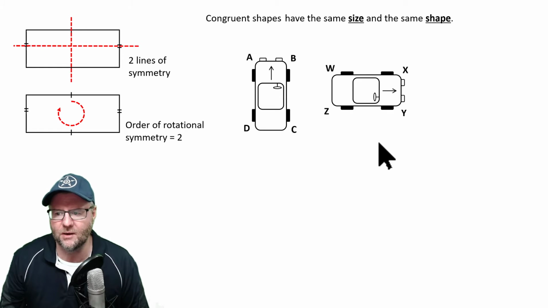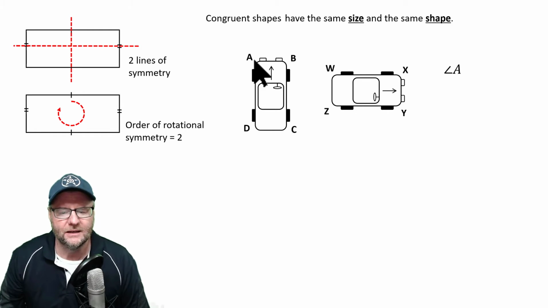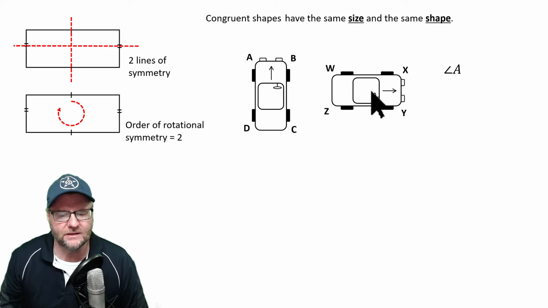So, what do I mean by that? Well, let's say I took angle A. In other words, the corner A on this car. Now, I can see that that is the front passenger side. If this is the steering wheel where the driver sits, this is the passenger side, and it's the front. So even though this car is facing a different direction, it still has a corresponding side.